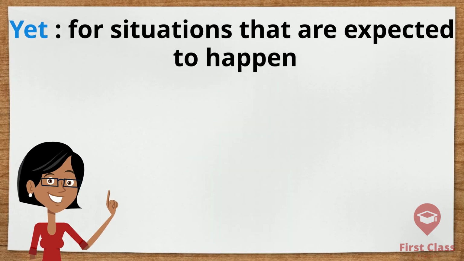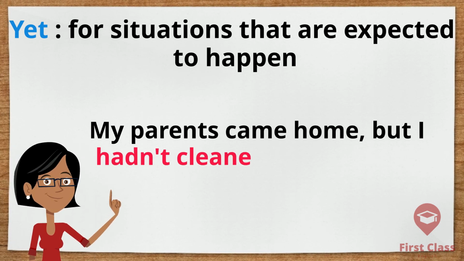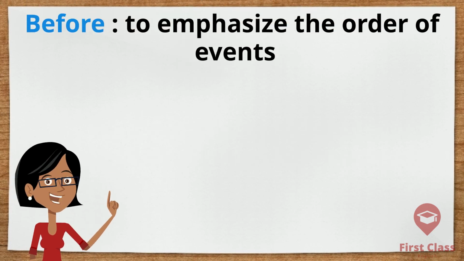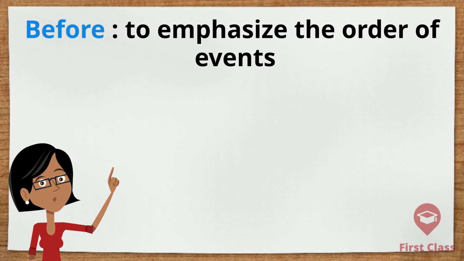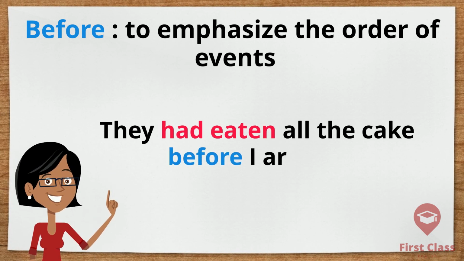For situations that are expected to happen, you can use yet. My parents came home, but I hadn't cleaned my room yet. Or you can use before to emphasize the order of events. They had eaten all the cake before I arrived.